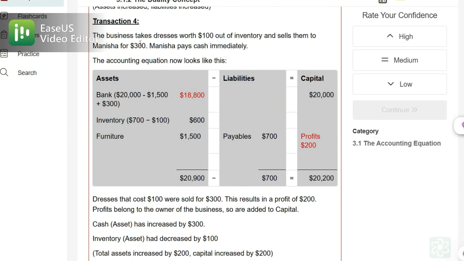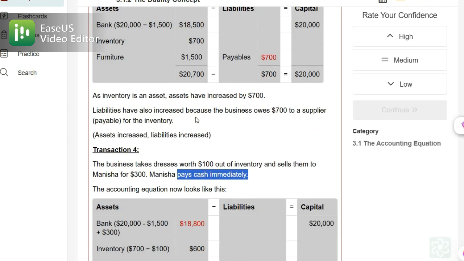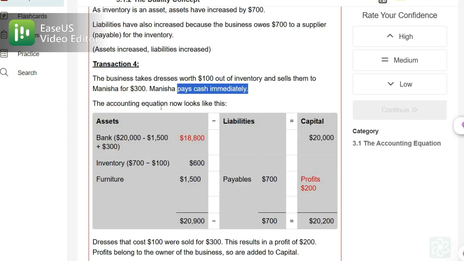Transaction number 4 is about the business taking dresses worth 100 out of inventory and selling them to a customer for 300. So the customer pays cash immediately. So what will happen? Your bank balance before it started was 20,000. Then you purchased furniture for 1,500, and the amount was 18,500. Now you have sold something, the dresses, and you get 300, right? Inventory before was 700, and now you just took 100 worth of dresses from there, so the remaining will be 600, right? And the furniture which you bought before was 1,500.